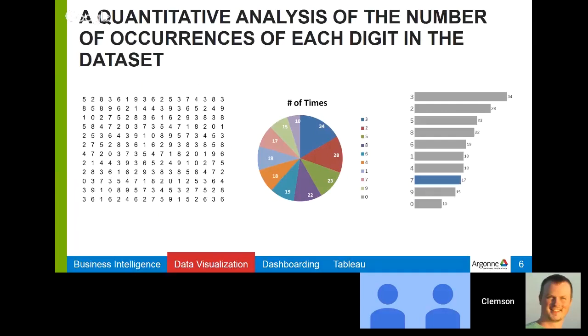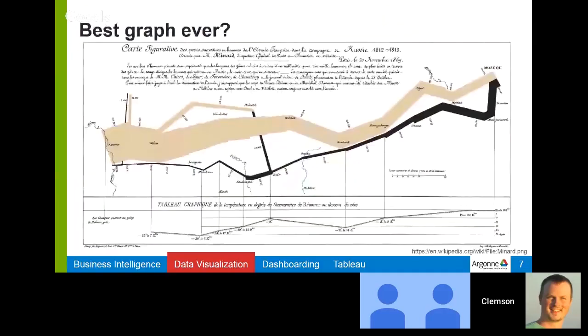So here's a good historical example. Some people call this the best graph ever. Has anyone seen this graph before? Okay, a few of us. So this graph was put together by Charles Minard. He was a French engineer back in 1869.